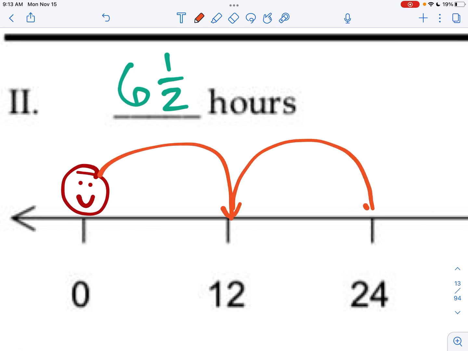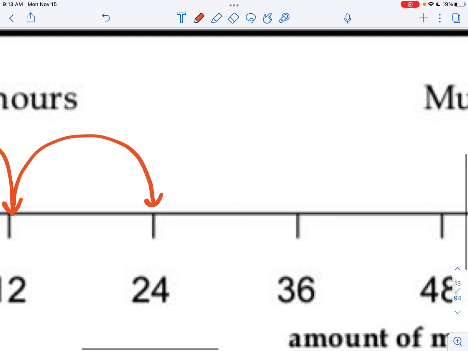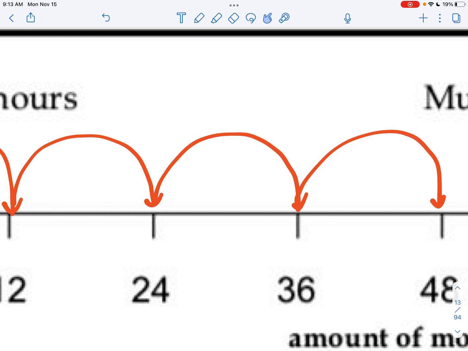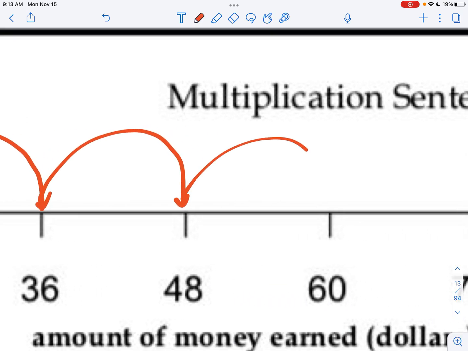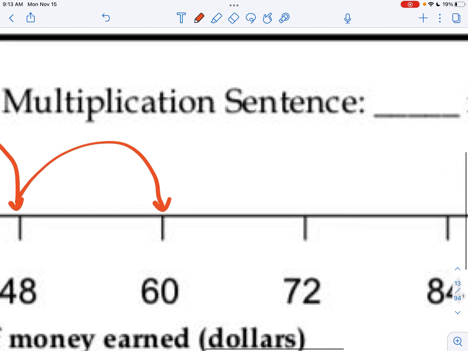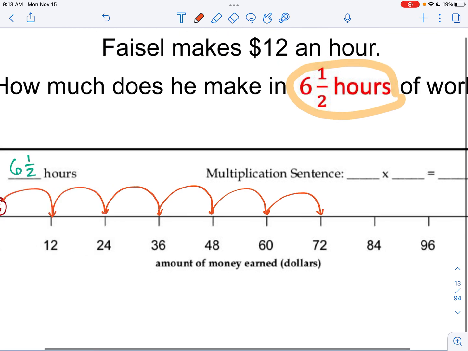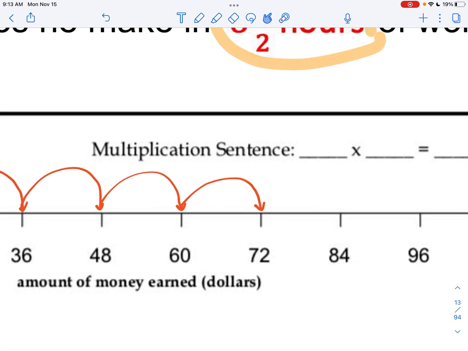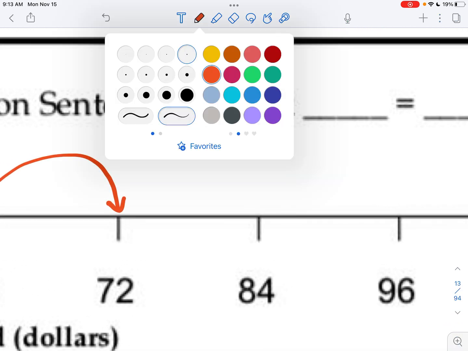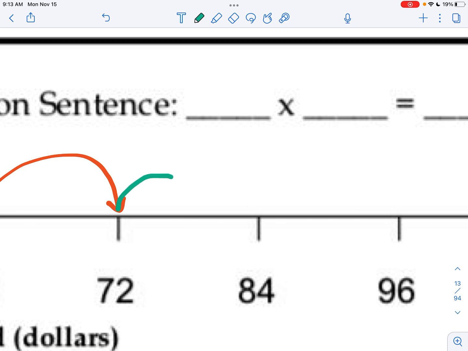1, 2, 3, 4, 5, 6. But if Faisal didn't work 6 hours, he worked 6.5 hours. So now, at the end of where I've been jumping, I need to put in half a jump. So instead of a $12 jump, this one is a $6 jump because 6 is half of 12.